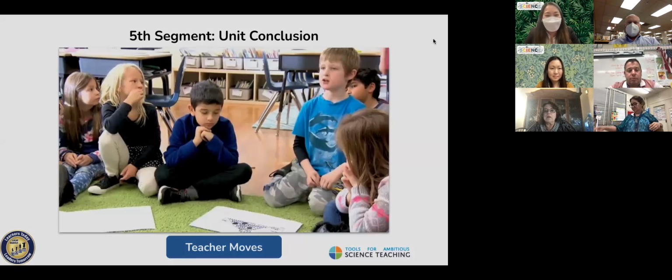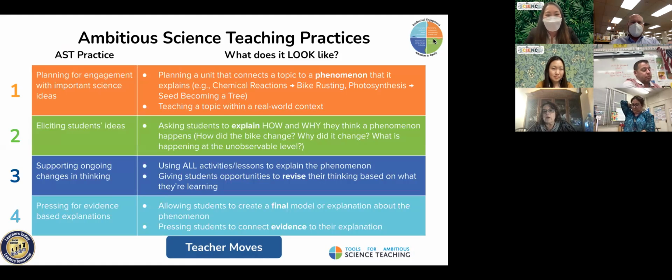So in our next slide, what you'll see is kind of just a cheat sheet, if you will, a placemat of what our ambitious science teaching practices are, 1 through 4, and what they may look like in your classroom. So you'll see that in planning for engagement, you're really connecting to a phenomenon that it explains. So it's not just a topic of chemical reactions. We're really looking at, okay, well, why does my bike rust if I leave it out in the rain? Why is it rusting over some time?